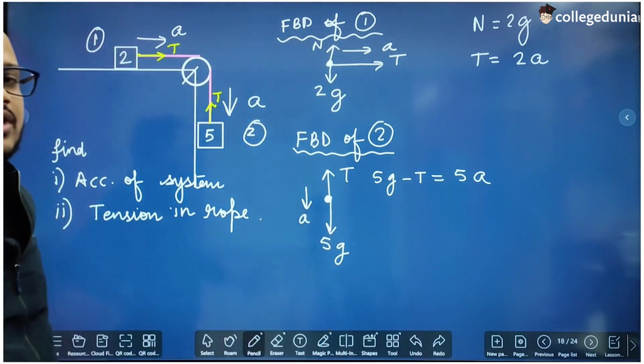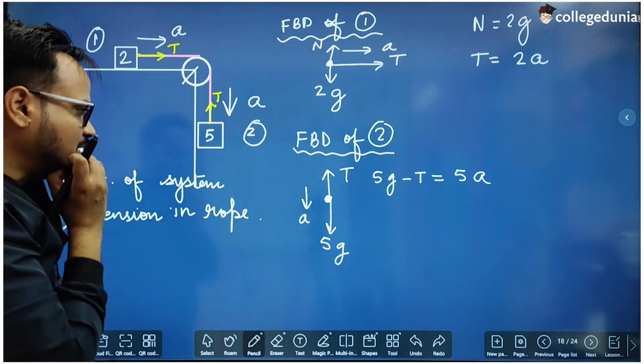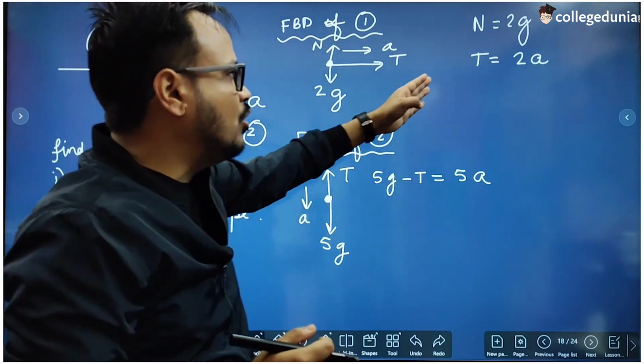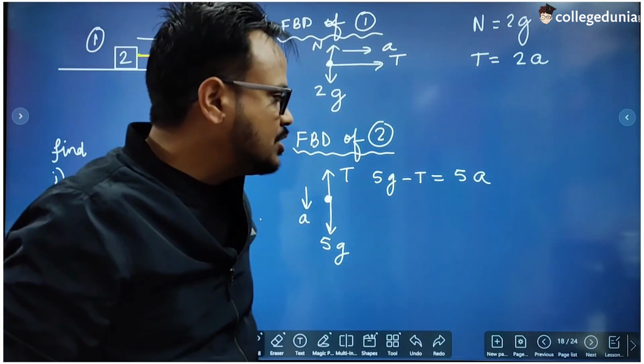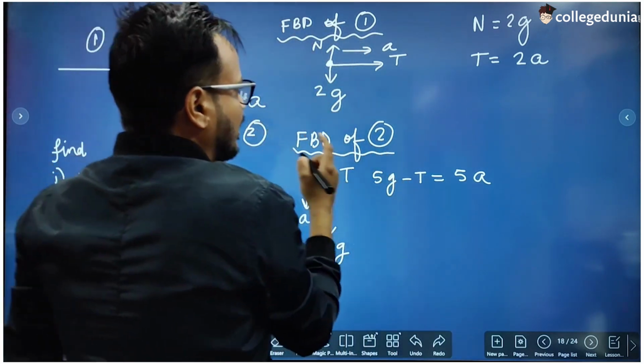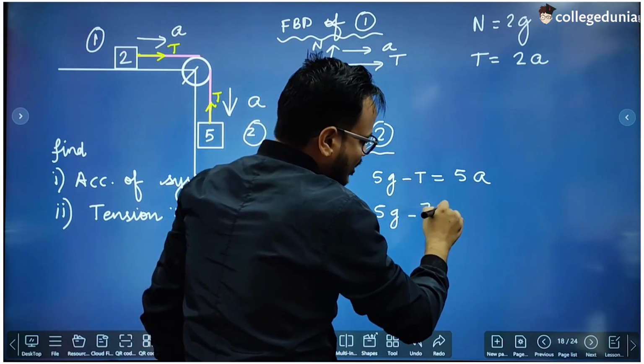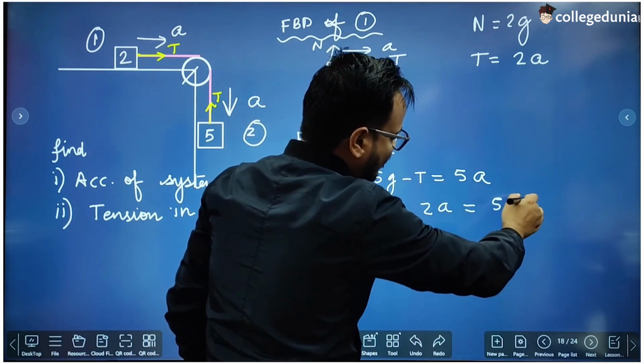Now this is how you can make the equations, and now we have to find the acceleration of the system. Now let's remove T. What is the value of T? The value of T is 2a. Now let's put 2a here. 5g minus 2a equals 5a.